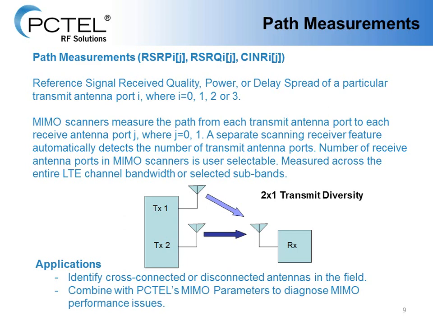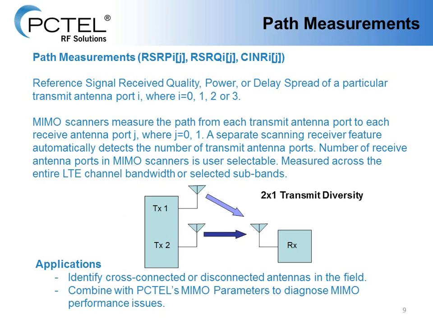Again, this is called transmit diversity. It's one of the transmission modes. In the case of MIMO, what's deployed today is typically 2x2 MIMO. So you have two receivers or two antennas on your UE, just as you would on a scanner if you're doing MIMO measurements, to be able to collect those measurements in each separate path.